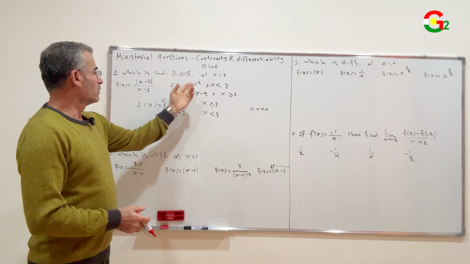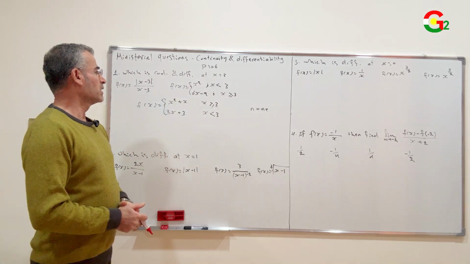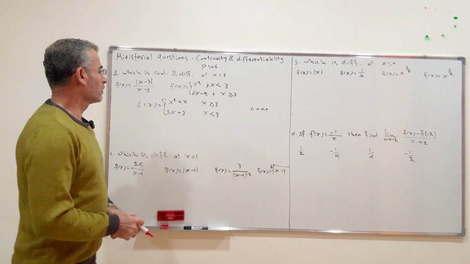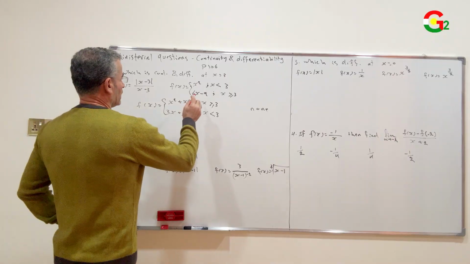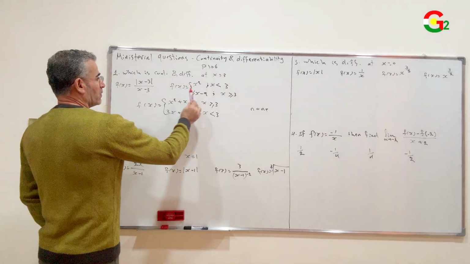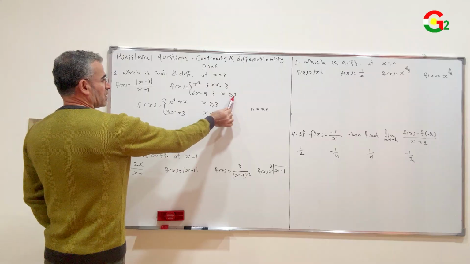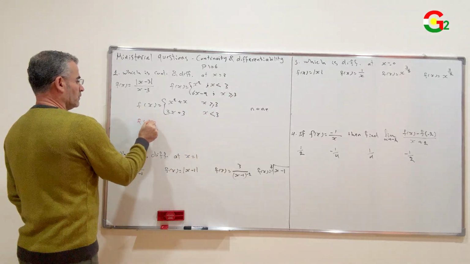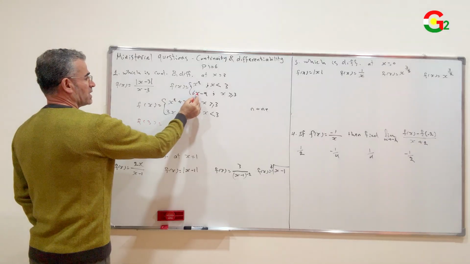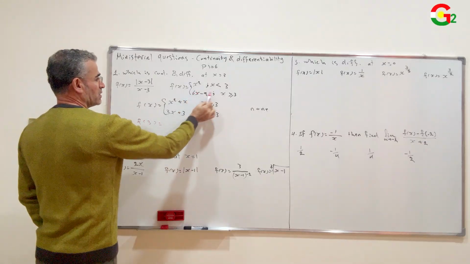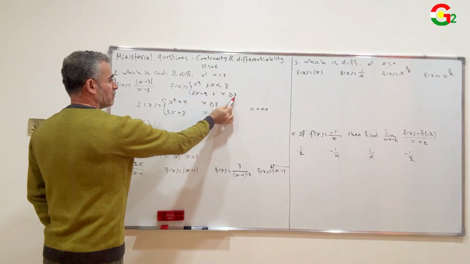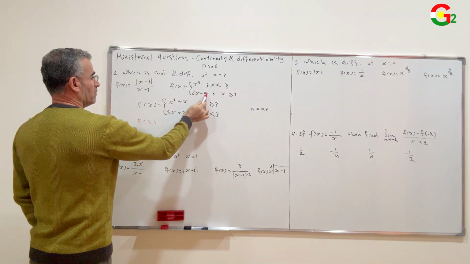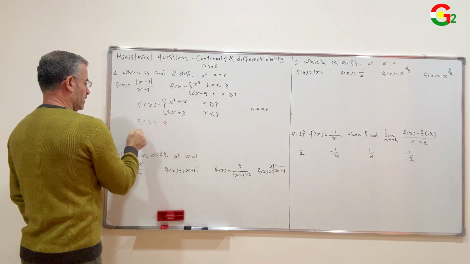B, f of x equals x power 2 when x is less than 3, and 6x minus 9 when x is greater than or equal to 3. Let us check the continuity of this function. This 3 is in the domain. f of 3 equals 6 times 3, since 3 belongs to this interval, 18 minus 9, which is 9.